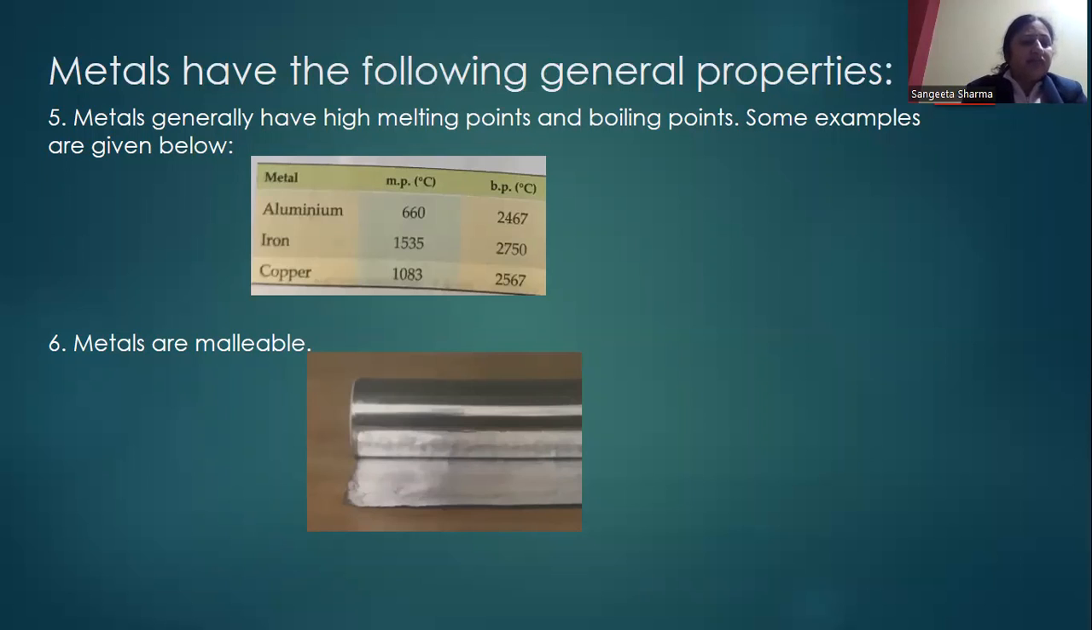Common examples are silver foil, which is used to decorate sweets, and aluminium foil, which is used to pack foodstuff. You also use aluminium foil paper in lunch boxes, no? Every day you keep your food, your chapatis, in aluminium foil. So these are the basic uses of metals that are malleable.